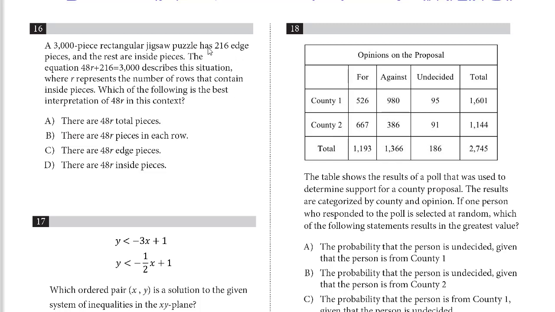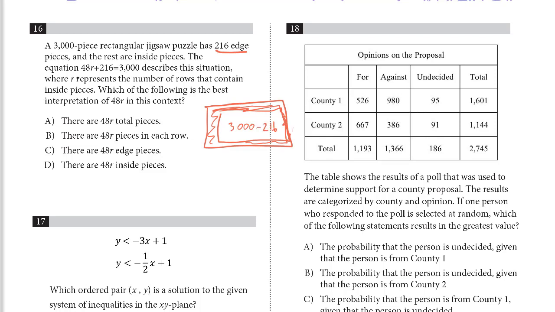A 3,000 piece rectangular jigsaw puzzle has 216 edge pieces. So we've got a rectangular puzzle, and around the outside, it looks like all the shaded area here around the outside is 216 pieces, which leaves you 3,000 minus 216 in the middle.